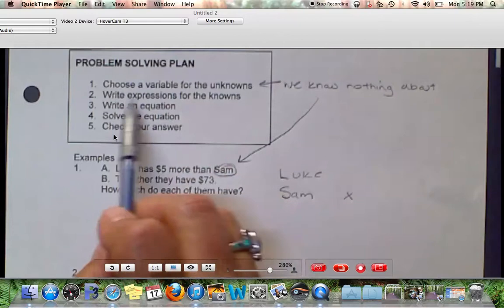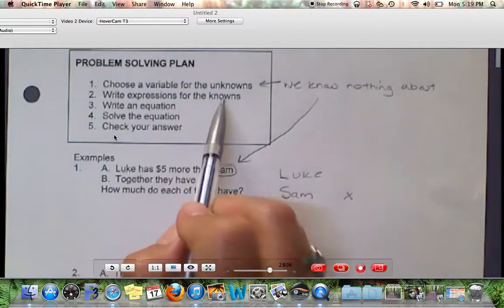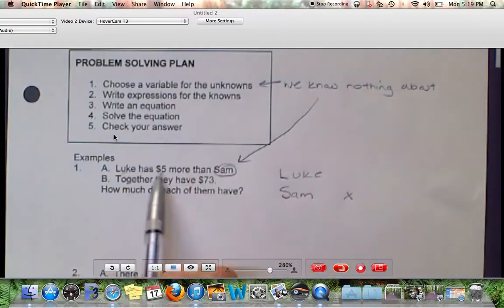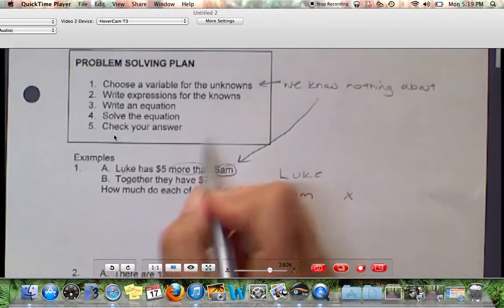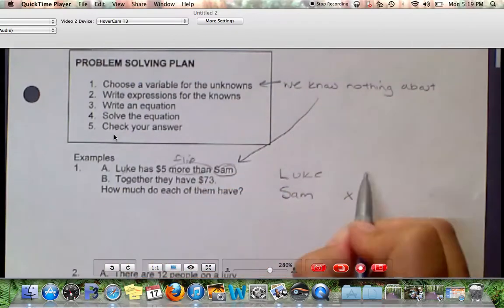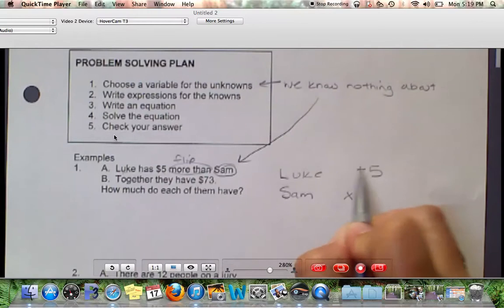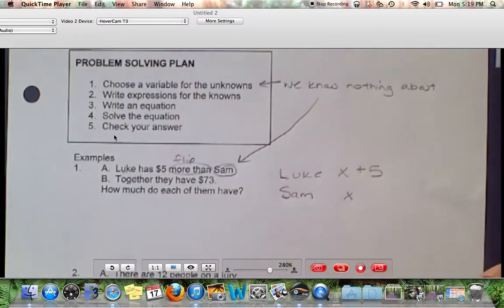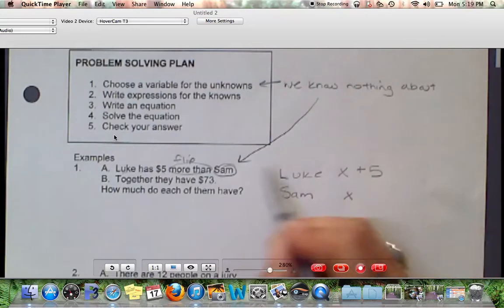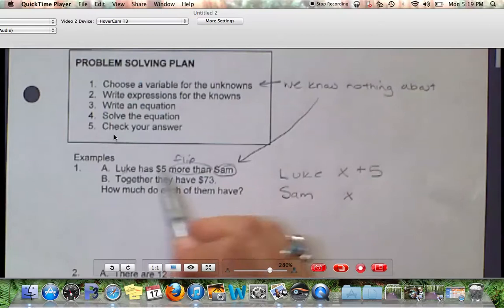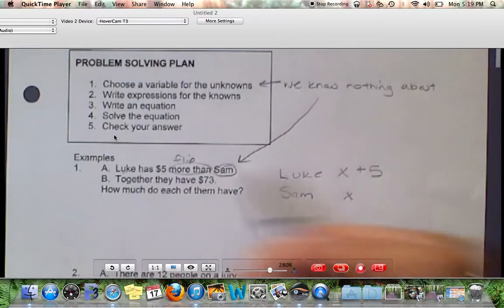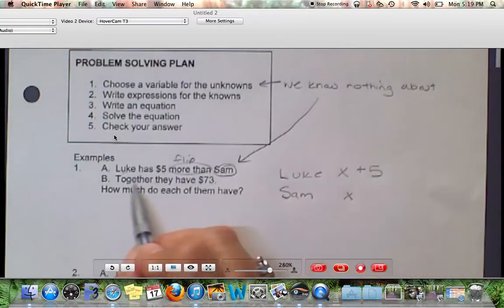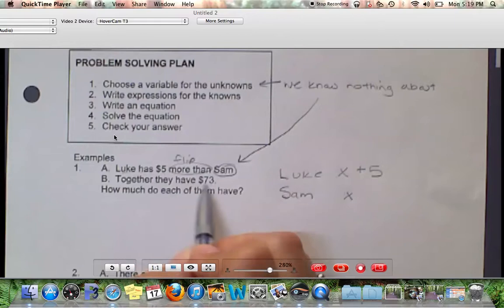Now we want to write an expression for the ones we do know something about. We know Luke has 5 more than Sam. Now remember, more than means we flip it around. So Luke has 5 more than Sam, and if Sam has X, then we use X there. Okay, so Sam's the one we know nothing about, we give it a variable. Luke we know something about, we can write an expression for Luke. And again, we flipped it around because it said more than. Then we can move on to the next step.